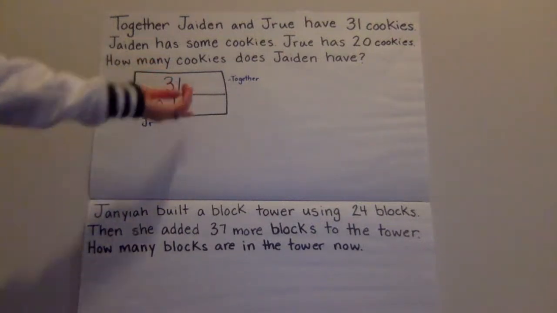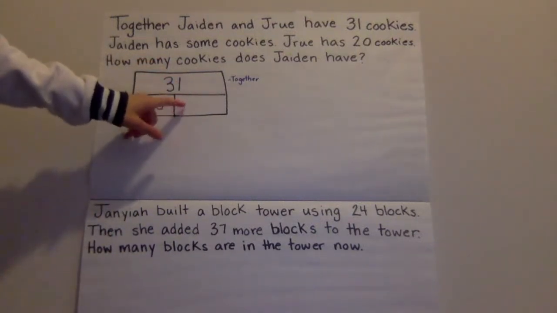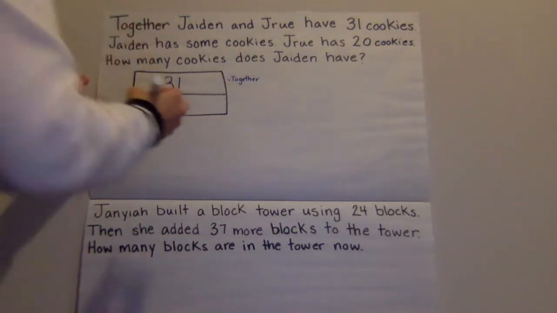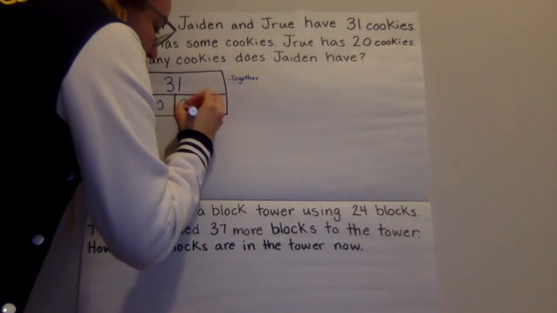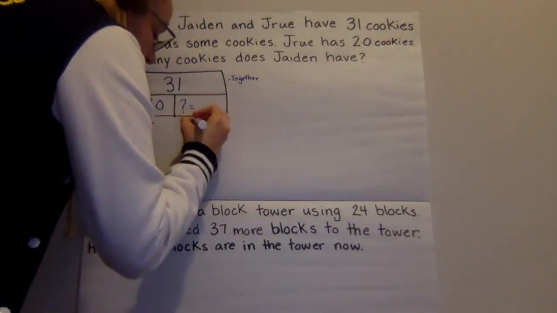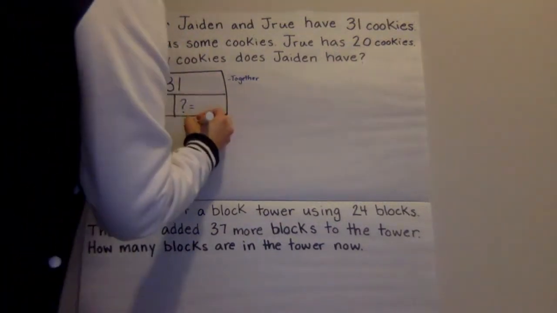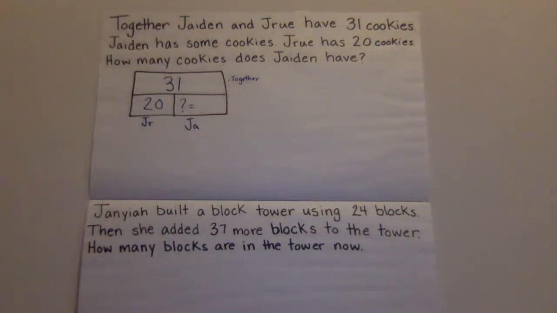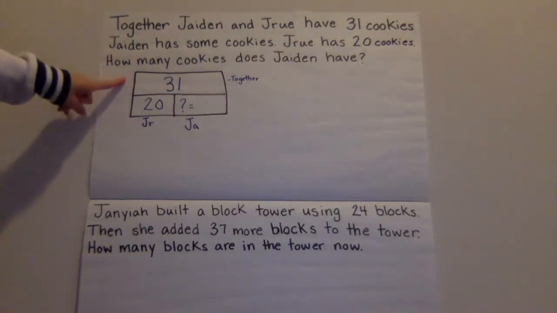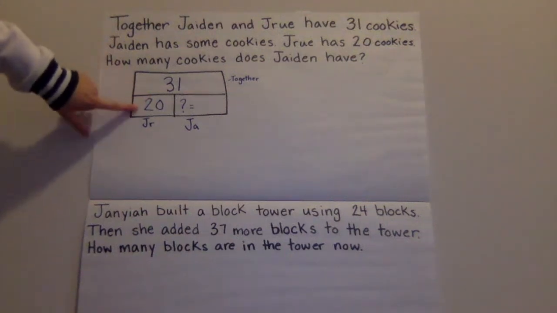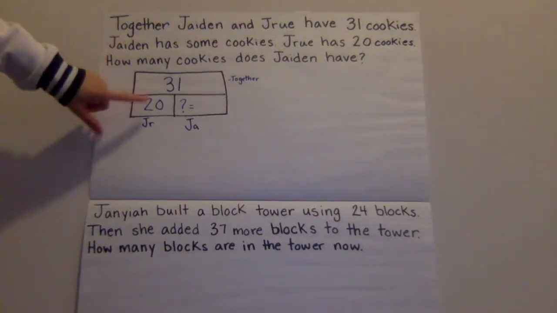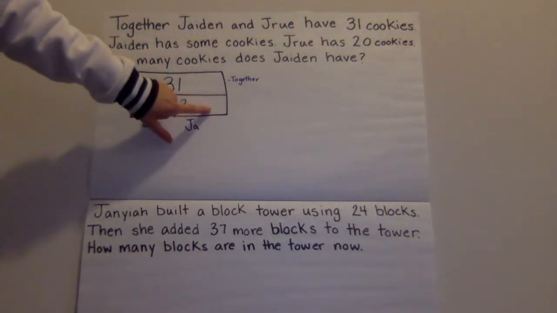And since we don't know how much Jaden has, what do you think we should put in this box? Yep, a question mark. Go ahead and put that there because we need to figure out how much does Jaden have. So that means looking at this tape diagram, we know the total and we know one of the parts. We need to figure out the missing part.